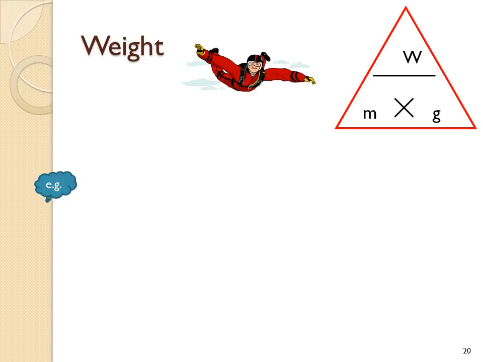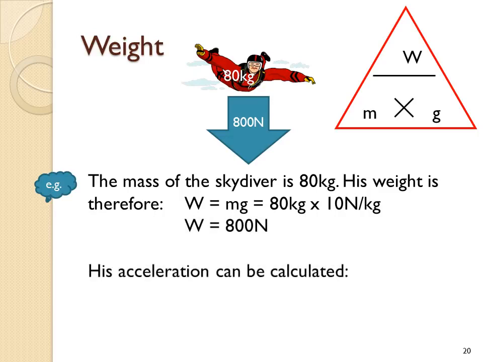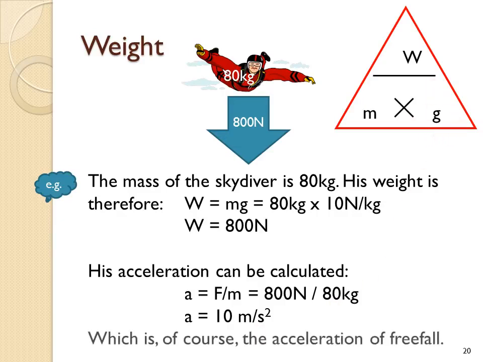Let's do an example calculation involving weight. This skydiver has a mass of 80 kilograms, so his weight is 80 times 10, or 800 newtons. If we apply the acceleration formula we saw a few slides ago, the acceleration will be force divided by mass. 800 newtons, his weight, divided by his mass, gives an acceleration of 10 meters per second squared. This gives a clue why the acceleration due to freefall is also equivalent to the gravitational field strength.